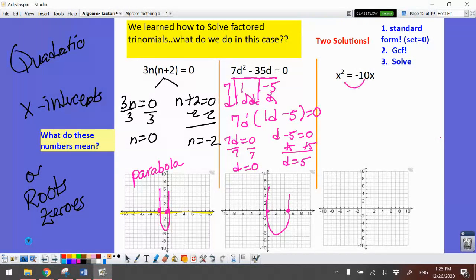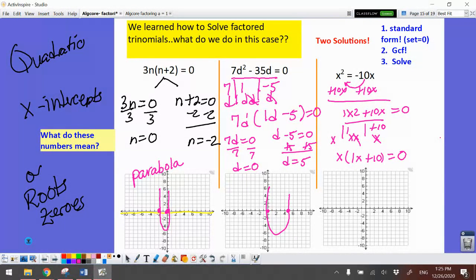So the first thing I have to do is move the -10x. So I do that by adding. So now I have x squared plus 10x equals 0, which is what I need. Okay, so now we need to factor out. Well, I've got a 1 and a 10, so I'm not going to be able to do anything with those. What about my x's? I can take out an x. So if I take out 1x, I'm left with x, and 1x plus 10 equals 0.